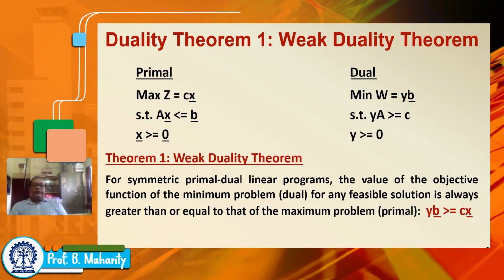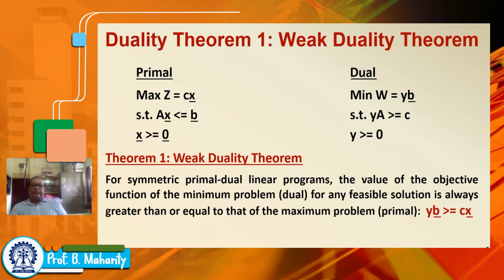So you see, the first thing to note here is that the primal dual linear programs are symmetric. So first of all, they should be symmetric in nature. Symmetric in nature here basically means that they should be perfectly balanced. Yeah, is there any question?